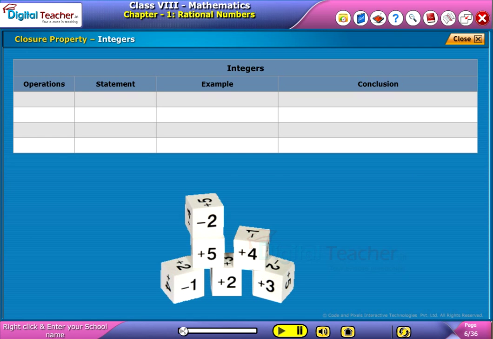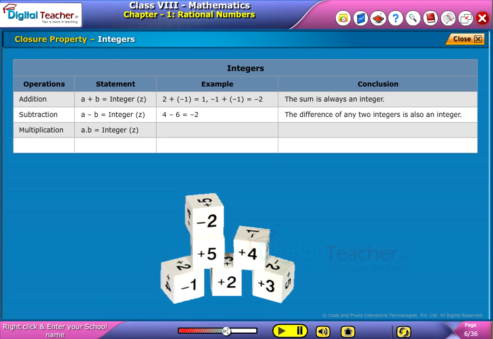Let us see the closure property of operations on integers. Under addition operation, it states that if two numbers are added, their sum is an integer. For example, 2 plus minus 1 is again equal to 1, or minus 1 plus minus 1 equal to minus 2. The difference of two integers is again an integer. The product of two integers is always an integer. For example, product of 7 and minus 1 is an integer.